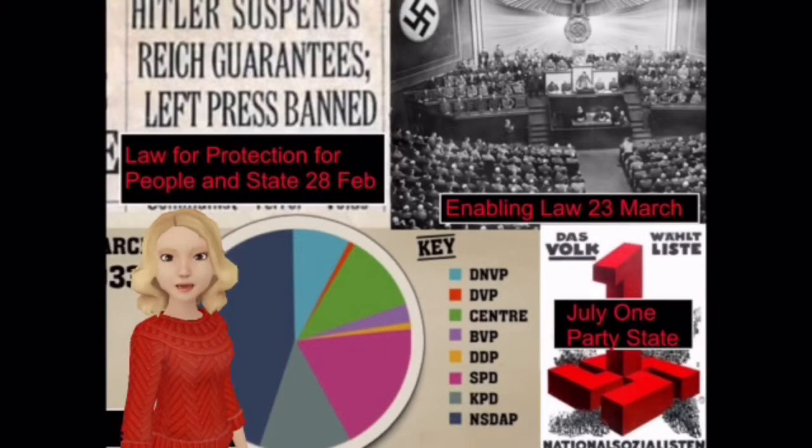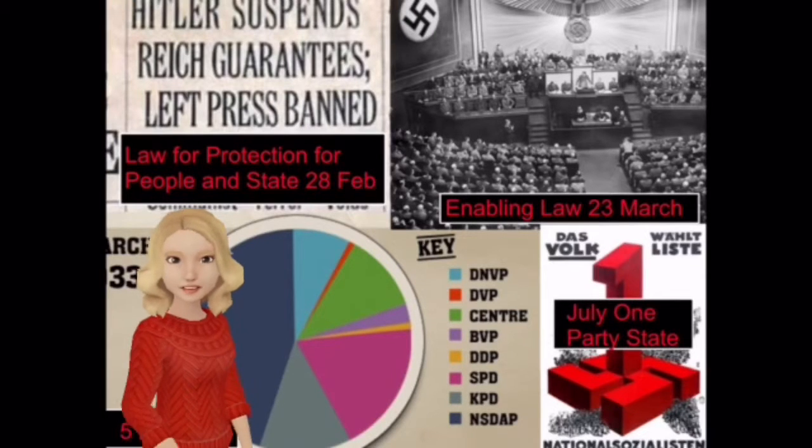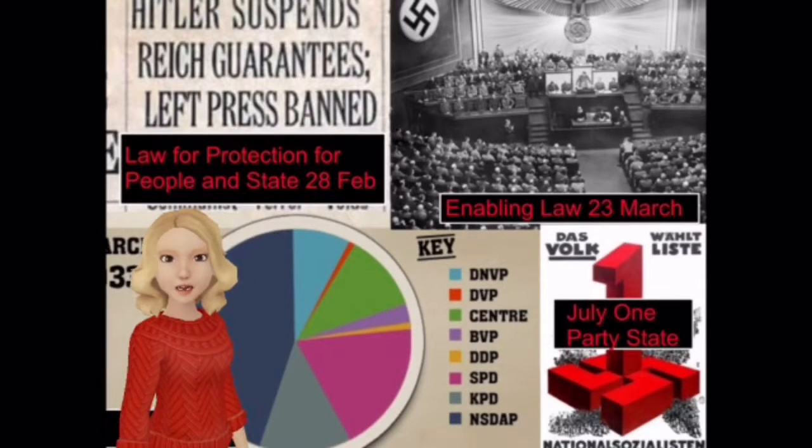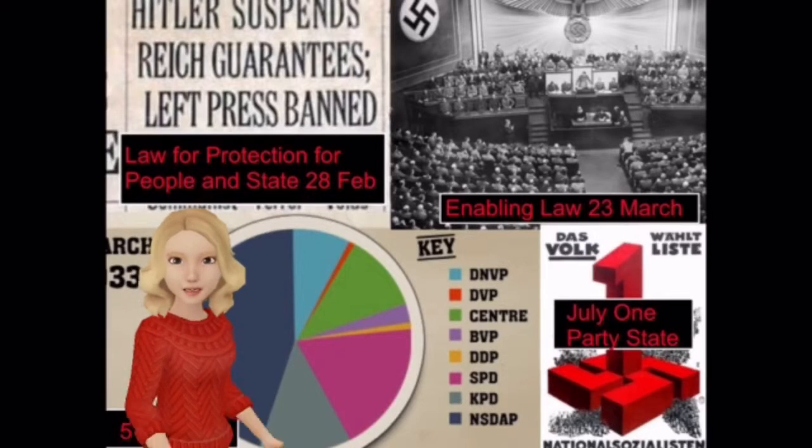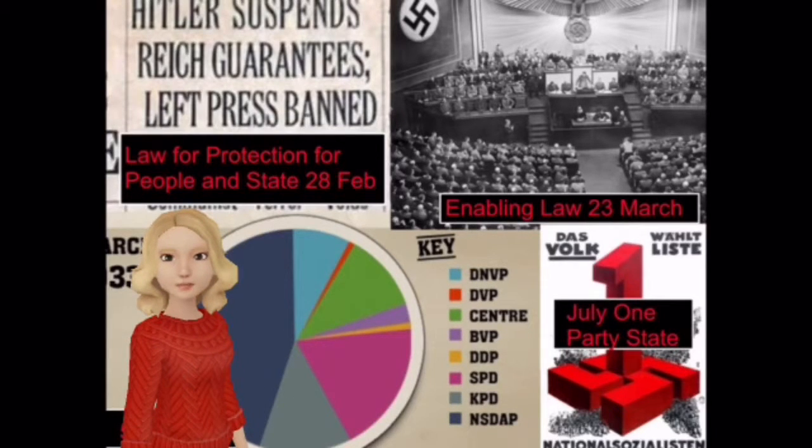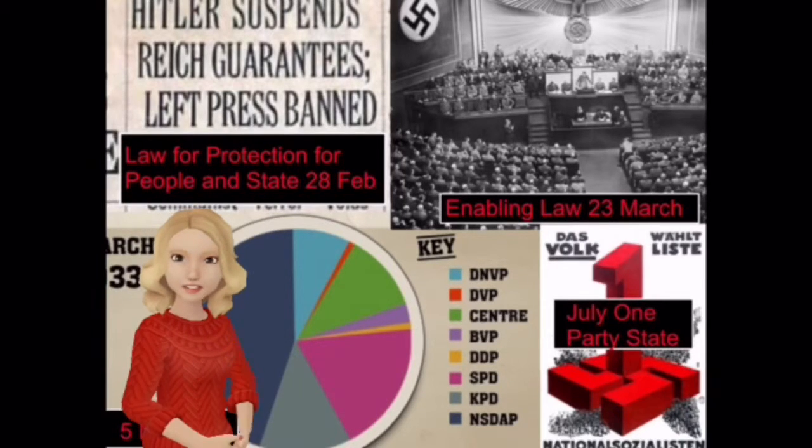In response to the burning of the Reichstag, Hitler convinced Hindenburg to pass the Law for the Protection of People and State. This law gave the government the power to suspend many civil rights which had been guaranteed in the Weimar Constitution. On the 5th of March, in the elections, the Nazis achieved 44% of the votes, which accounted for 288 seats in the Reichstag.